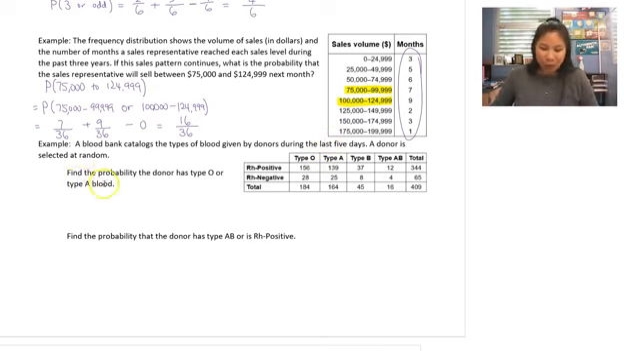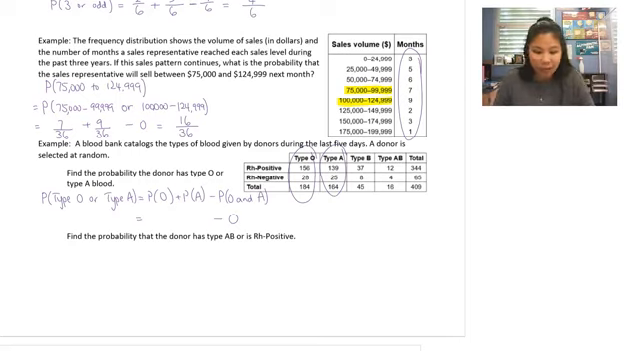so for the first example, we are looking for the probability the donor has type O or type A blood. If you look at the chart, type O are these people here. Type A are these people here. If you have type O, then you can't be in the type A column because you can't have both blood types at the same time. That would be weird. Okay, so because they cannot happen at the same time, this would be mutually exclusive. We would be subtracting 0.